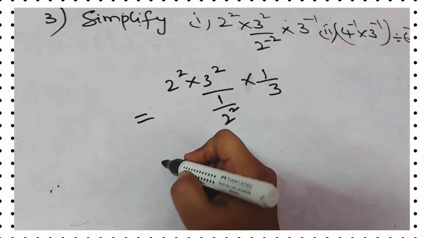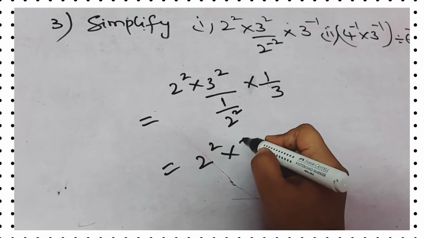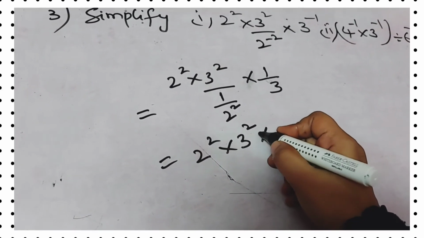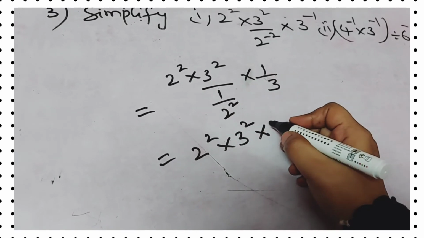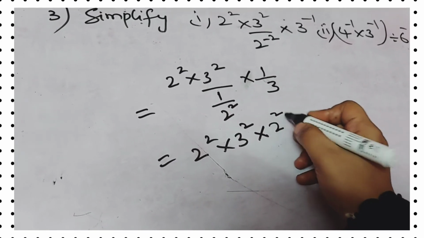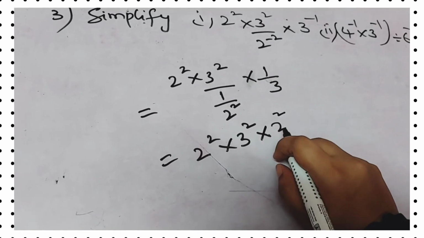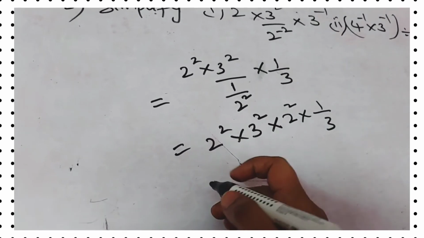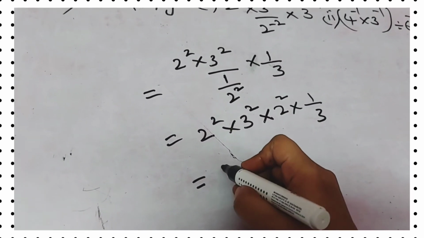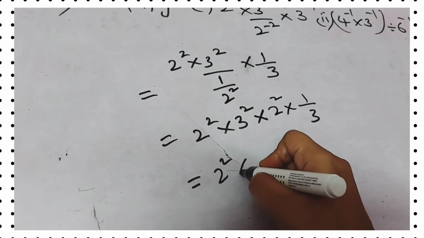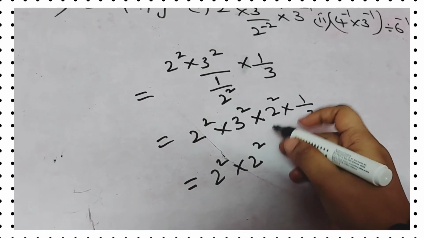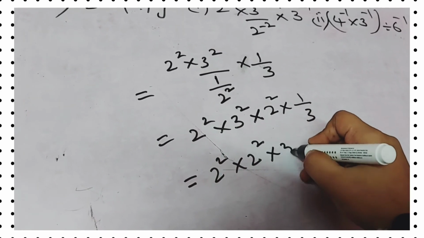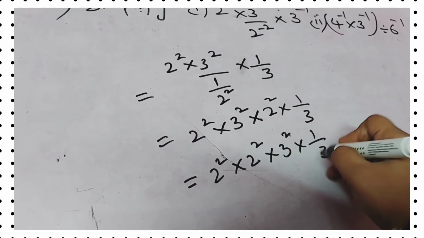So now what you have to do? 2^2 into 3^2. Okay, 2 square into 3 square, into, in fractions what you have to do? Again reciprocal here. Into 2 to the power of 2 by 1. By 1 means no need to take it. Okay, so into 1 by 3. So now what you have to do again here, 2^2 into 2^2, means 2 square, 2 square. Here we are writing this here. Okay, then into 3^2 into 1 by 3.